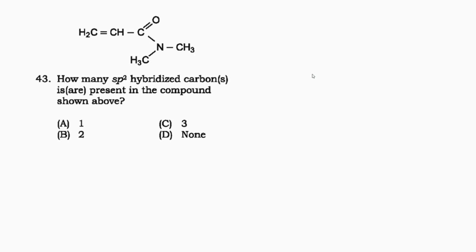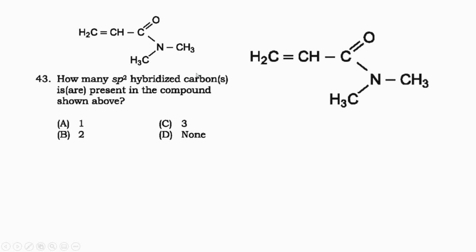Problem number 43. How many sp2 hybridized carbon or carbons is or are present in the compound shown above? So, to solve this problem, dapat alam natin yung ibig sabihin ng sp2 hybridized carbon. Yung sp2 natin, meron siyang double bond. Ngayon, bibilangin natin yung carbons na may double bond attached to them. So, we have 1, 2, and 3 carbons. So, ang sagot natin sa problem number 43 ay C, 3 sp2 hybridized carbons.